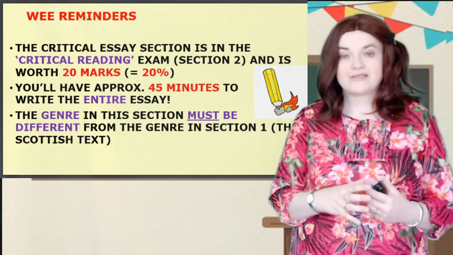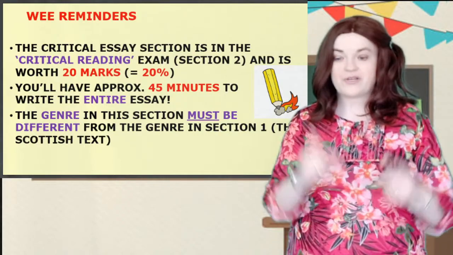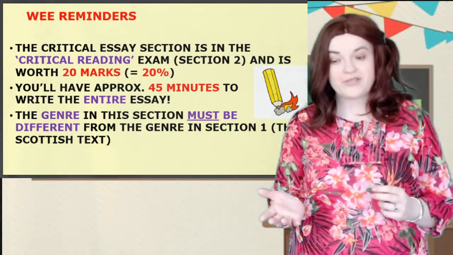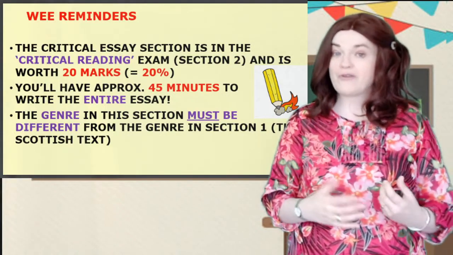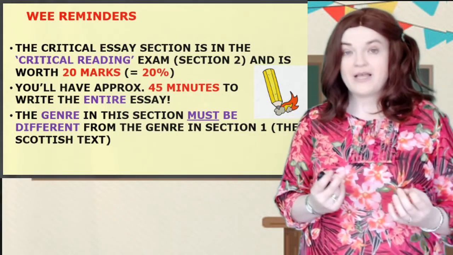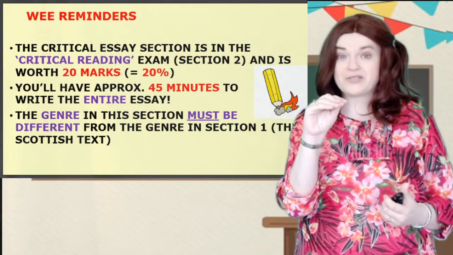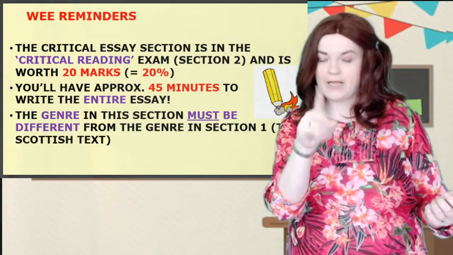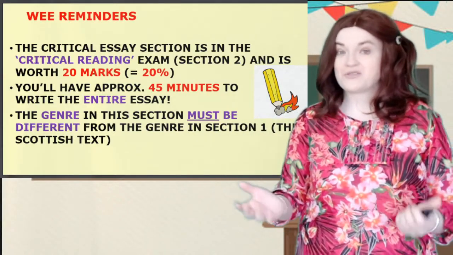So the critical essay is section 2 of the exam, which is the critical reading paper. It's worth 20 marks. That means 20% of your exam. And you've got roughly 45 minutes to write the whole essay, and that's from picking the question, planning it, and writing the whole thing. So that's not a long time.